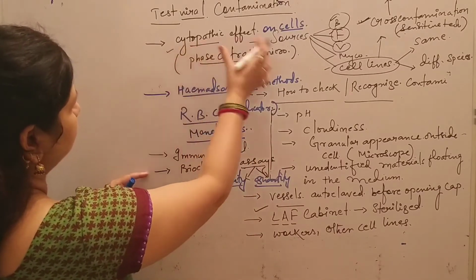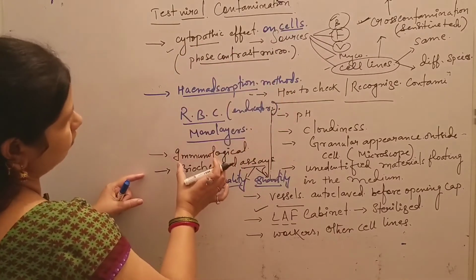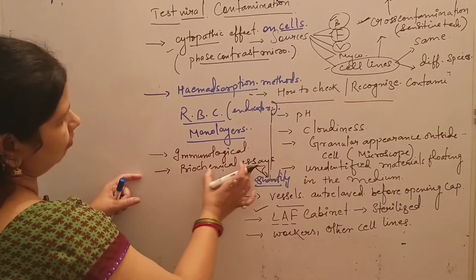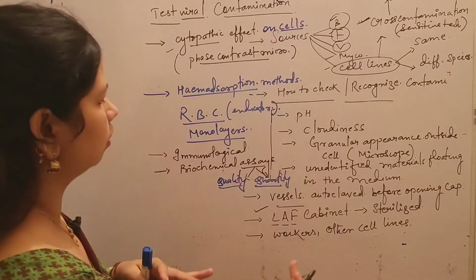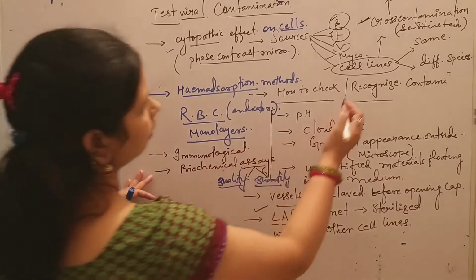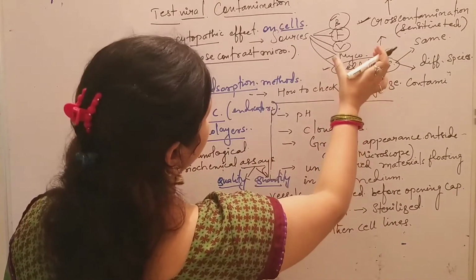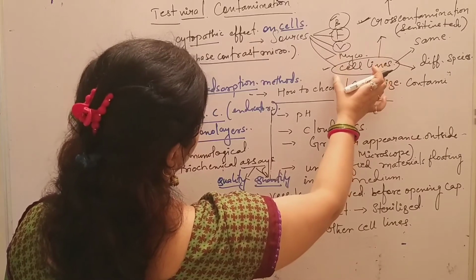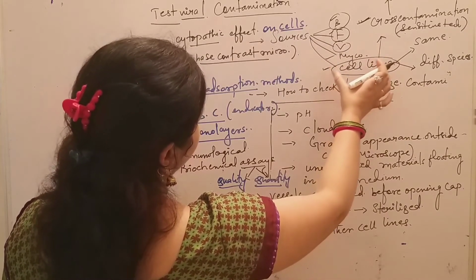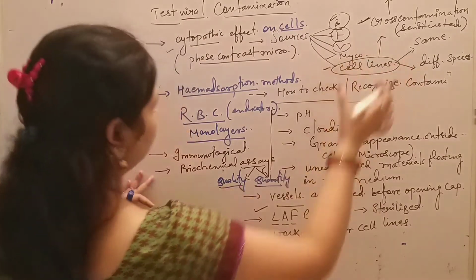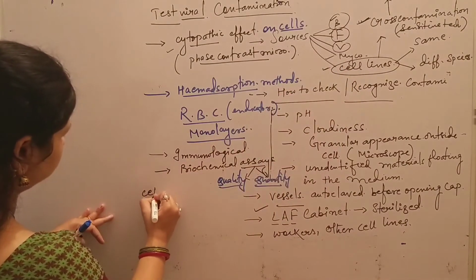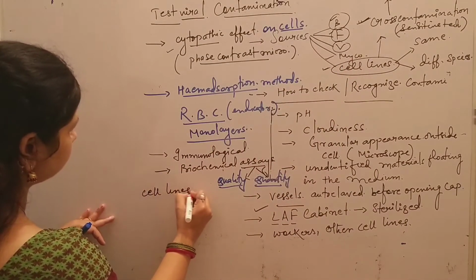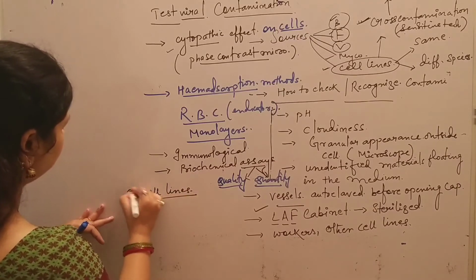With the help of cytopathic effect, hemadsorption method, as well as immunological and biochemical assays, we can detect the viral contamination. And in the second one, I was just telling about cross contamination by cells of different species. These are going to be detected with the help of these techniques.